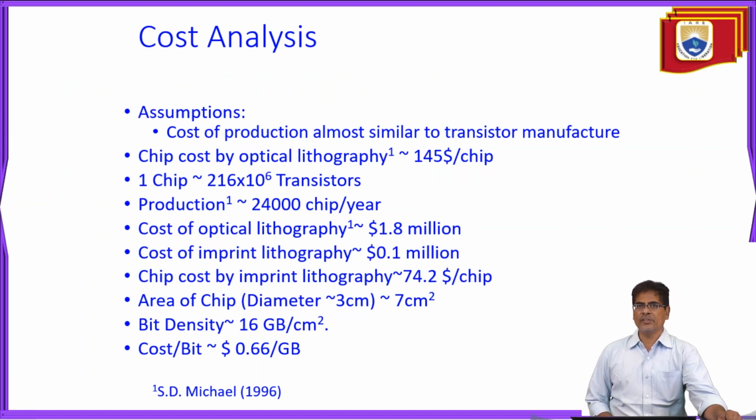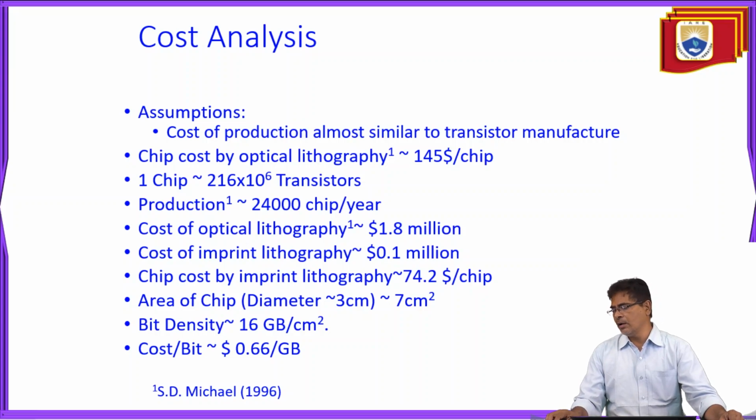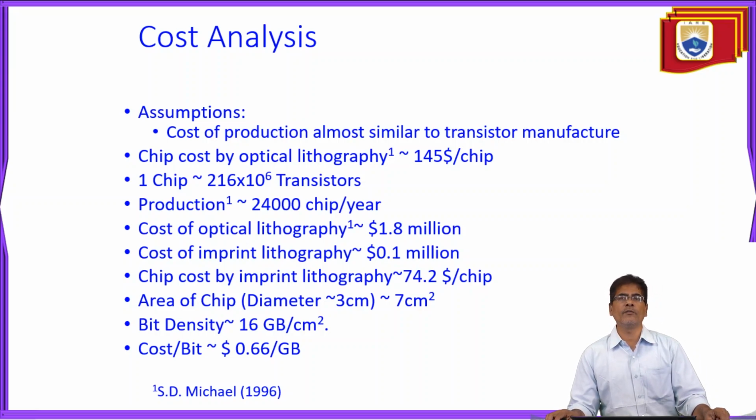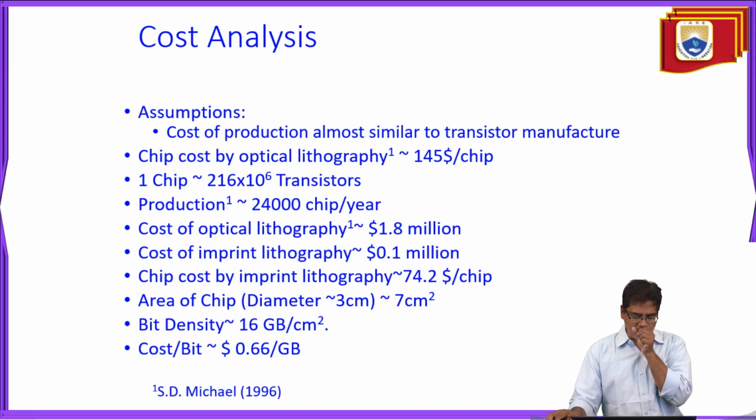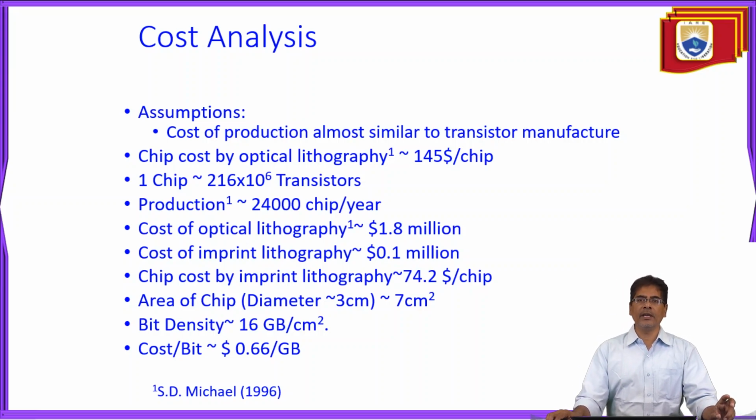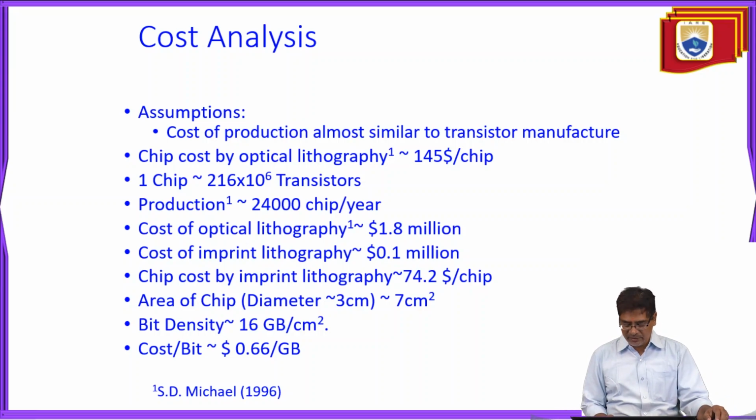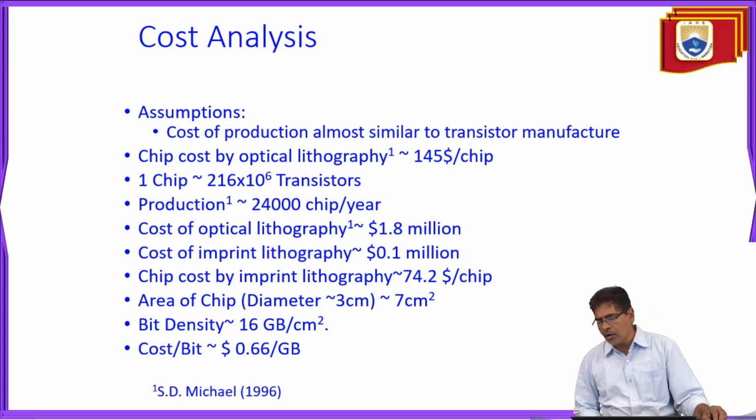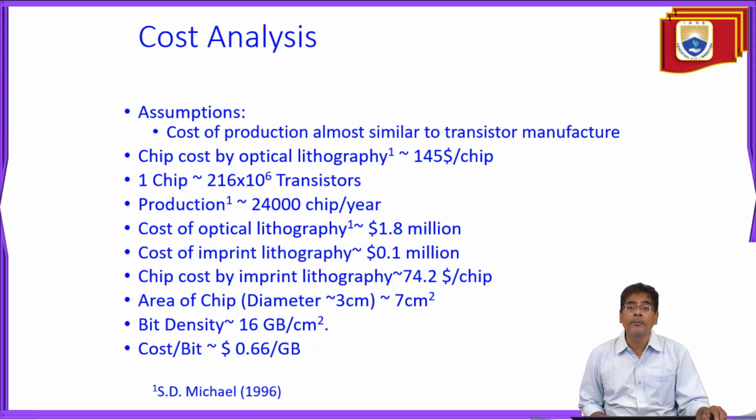And the cost analysis assumptions: cost of production is almost similar to transistor manufacture. Chip cost by atomic optical lithography is around $145 per chip. One chip has around 216 million transistors, and production is 24,000 chips per year. Cost of optical lithography equipment is around 1.8 million, and imprint lithography is 0.1 million. And the cost by imprint lithography is around $74.2 per chip. The area of the chip is around 3 cm, or approximately 7 cm square. Bit density is 16 gigabits per centimeter square, and cost per bit is $0.66 per gigabyte.